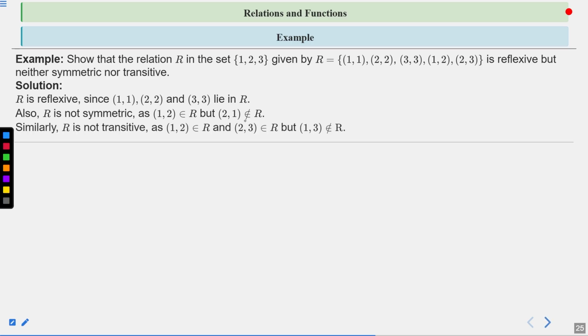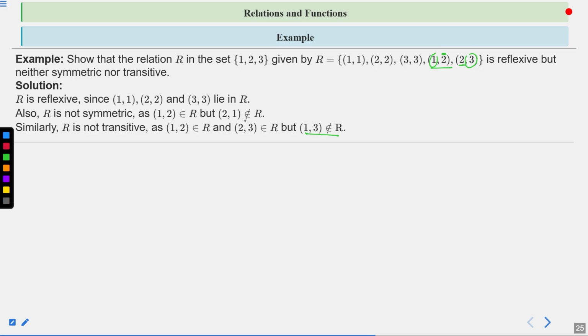Now for transitivity, always pick two pairs such that the first pair is (1,2), for example, and the second pair must be of such form that the first element of the second pair is the same as the second element of the first pair, so in this case 2. So we see that (1,2) belongs to R, (2,3) belongs to R, while (1,3) does not belong to R. So not transitive. I hope this is clear to you.